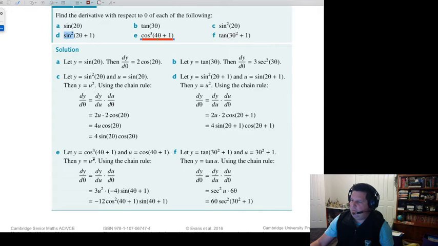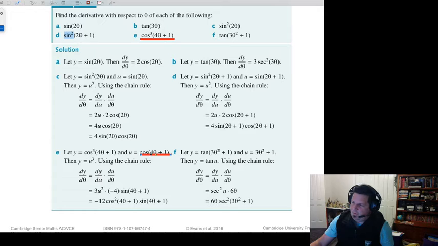So y equals u cubed, and u is going to be cosine 4 theta plus 1. Writing out the rule, the derivative of u to the power of 3: 3 comes to the front, take away 1 from the power, 3u squared.